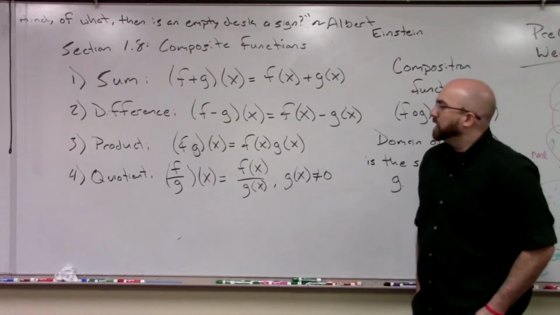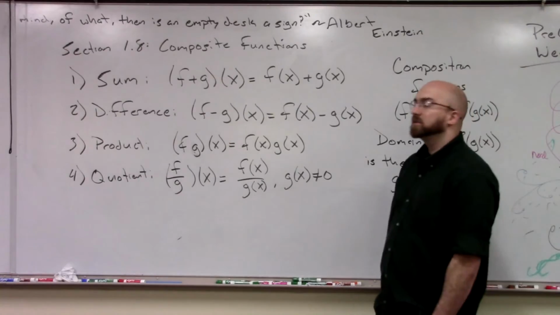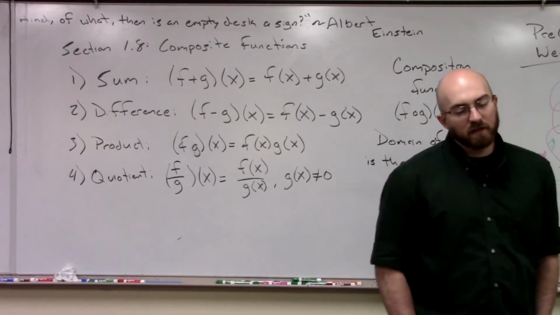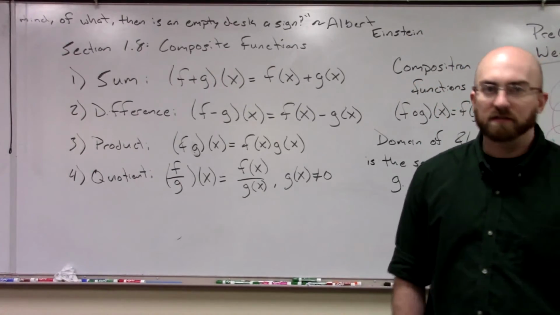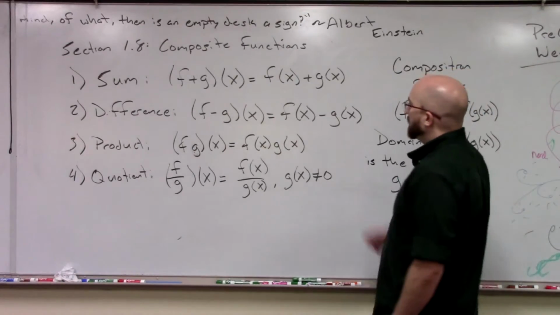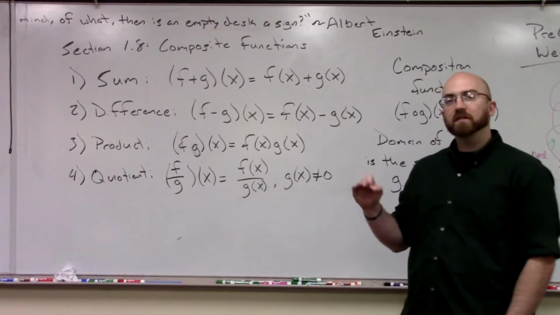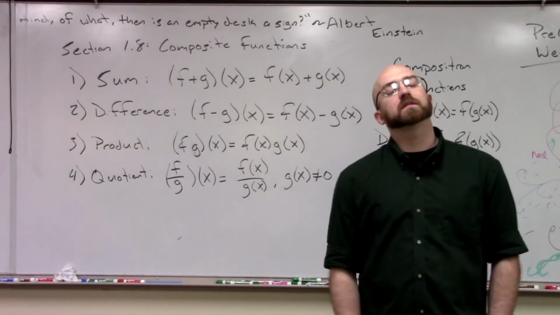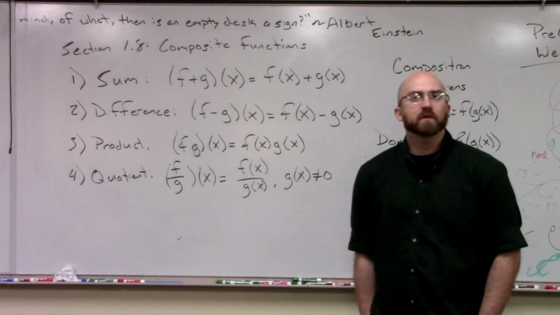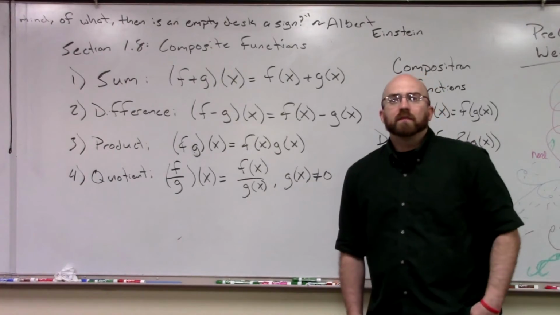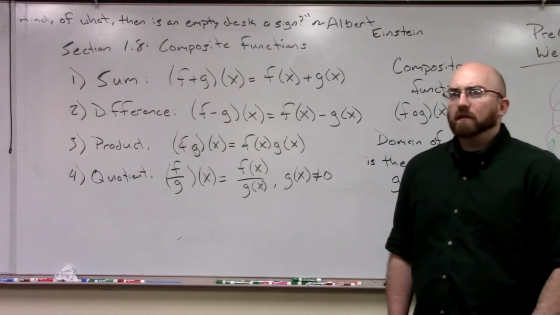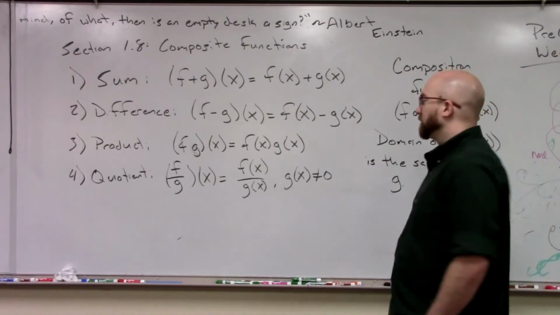The next one is difference, f minus g of x, which is f of x minus g of x. This one I make sure I show because there's parentheses, because you have to distribute that negative. Most students forget the first time through, and they get their answer wrong and they wonder why. So you've got to make sure you distribute the negative.